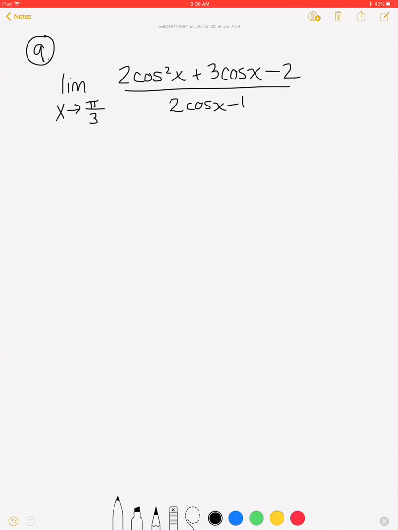Alright, let's look at number 9 on the Unit 1 review. You might notice that the top kind of looks like 2x squared plus 3x minus 2. And if that were the case, then you'd be like, oh, well, I could factor this.